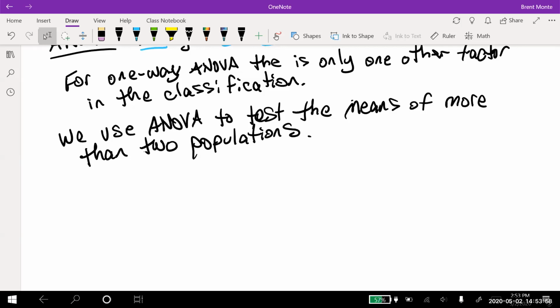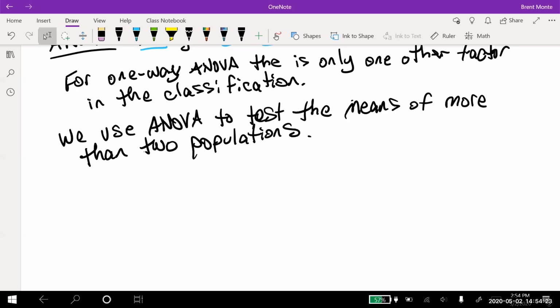So think about what we did in the past. We've tested the means of 2 populations. We did that. What we did is, if we don't know the population standard deviations, we use a 2-sample t-test. Well, what happens if we have more than 2 samples that we want to compare? Well, in that case, we have to go above that. We're going to do this ANOVA test.